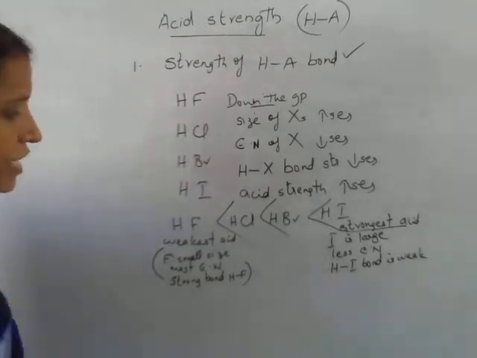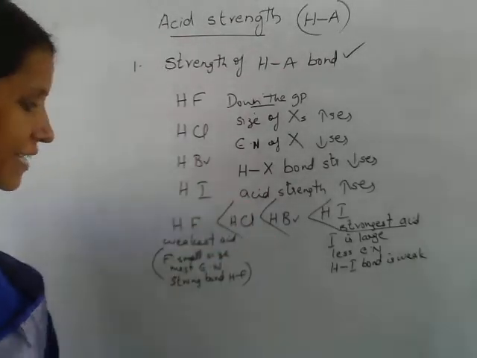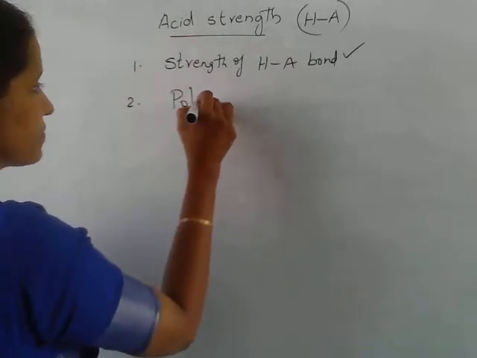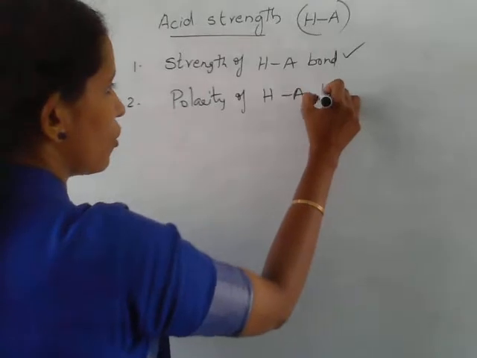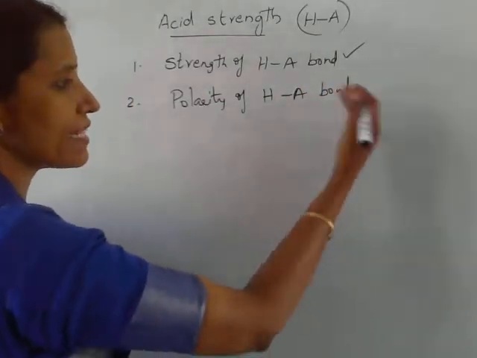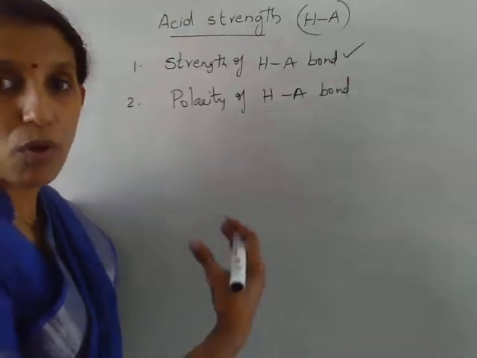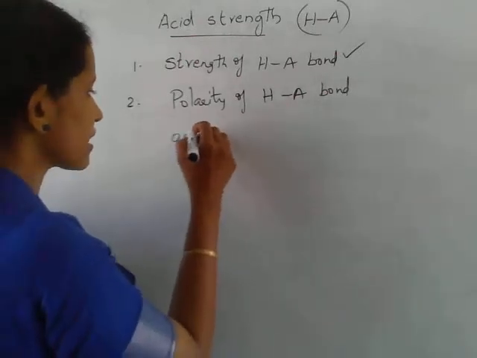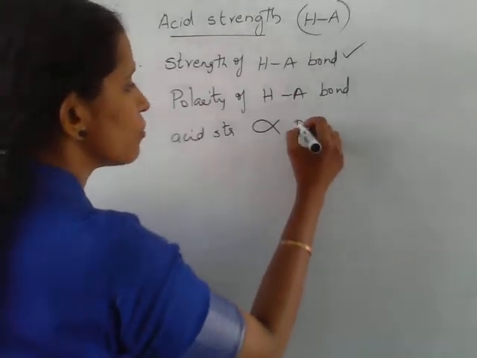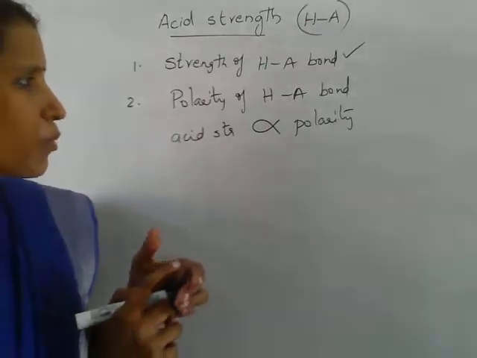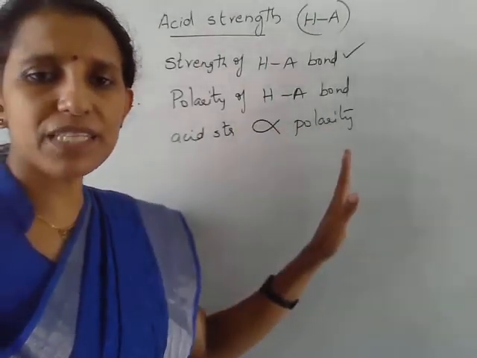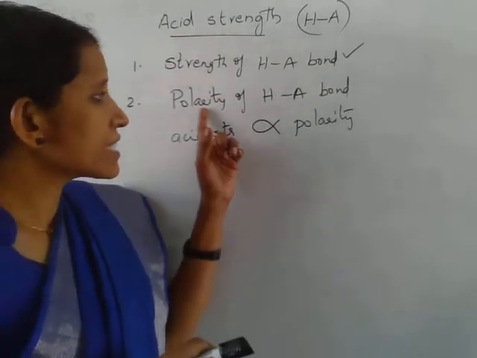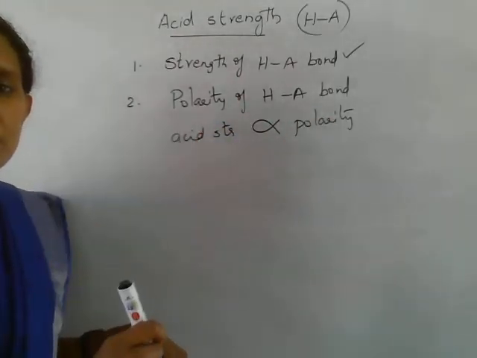Inversely proportional. Now when we come to compounds which are formed by elements of the same period, then the acid strength depends on the second factor, that is polarity. Polarity of the HA bond. When the HA bond polarity increases, when the bond becomes more polar, there will be more charge separation, easy to break the bond, acid strength increases. That means acid strength is directly proportional to polarity. When the bond becomes more polar, there will be more charge separation, easy to break the bond, hence easy to produce H plus ion, then acid strength increases. This is the determining factor in the case of compounds of elements which belong to the same period.